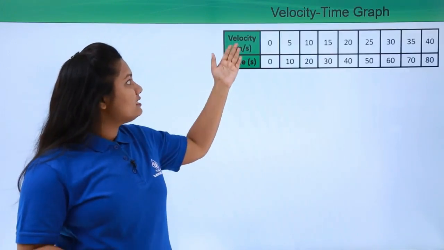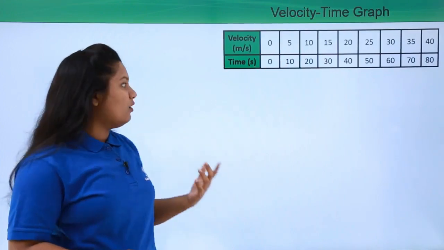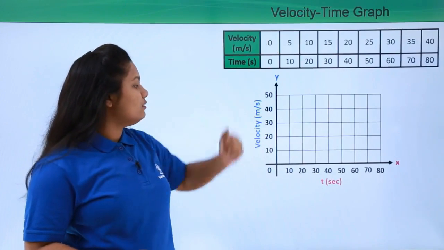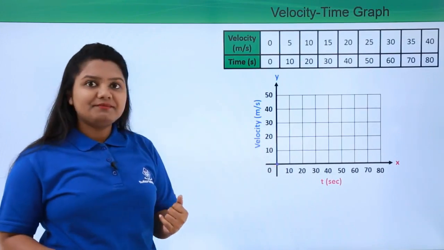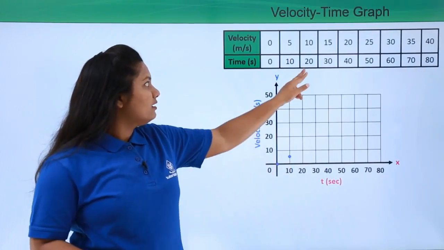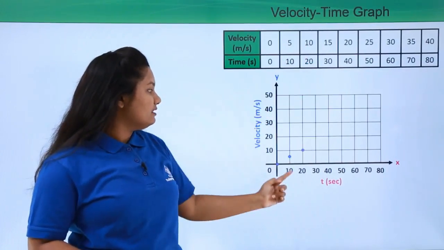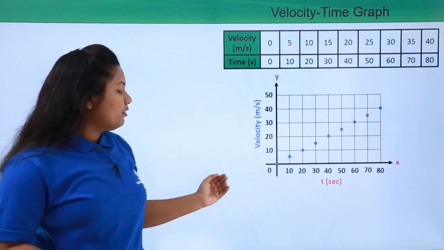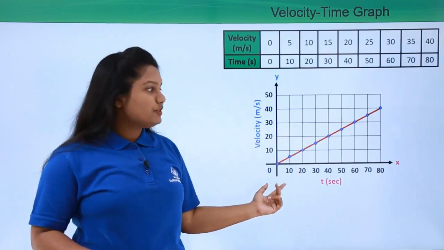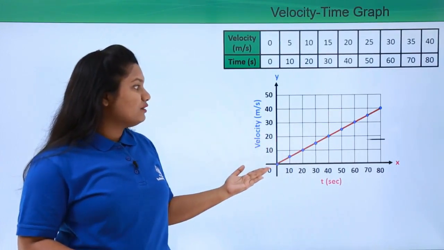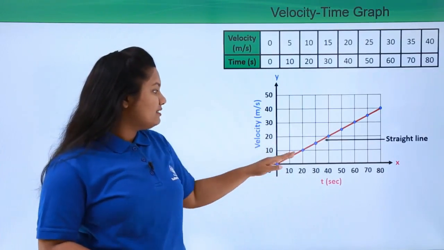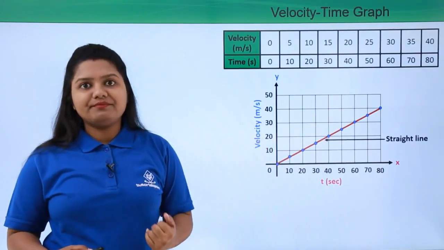Now let us try to plot this velocity time information on a Cartesian plane. Our first point will be 0, 0, which is here in the origin. The second point will be 10, 5, which is here. The third point will be 20, 10, which is here. Similarly, we plot all the points, and on joining all these points, we again get a straight line, but this line is not parallel to x-axis. It is inclined to x-axis, we can see.